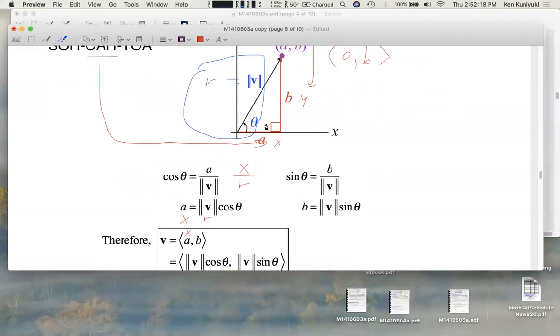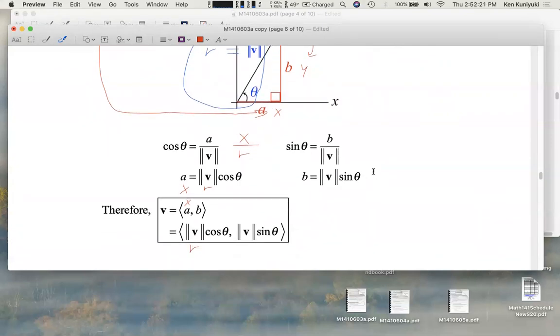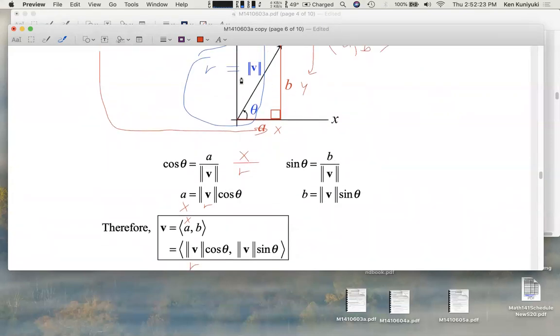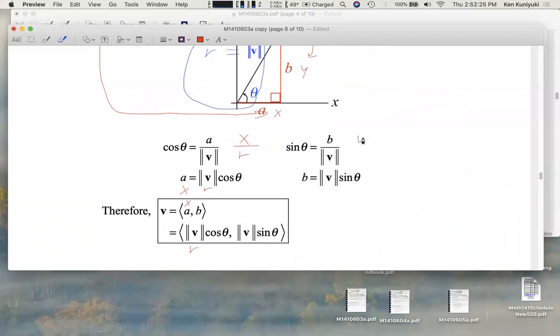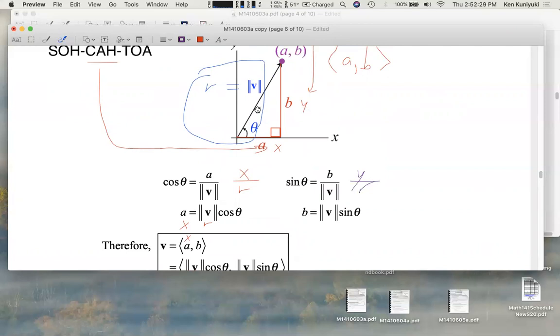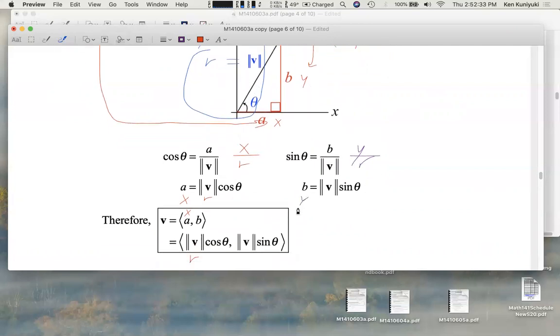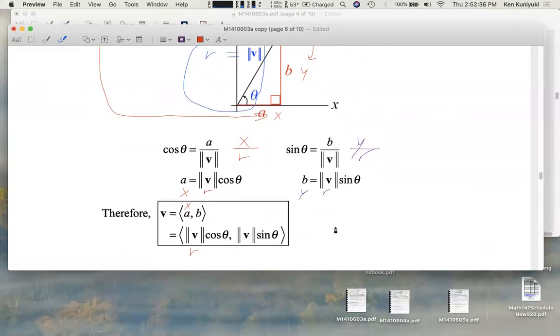Likewise, I'll put this in purple. What about sine of theta? Sine of theta is opposite over hypotenuse. So it's going to be B over the length. You could say Y over the hypotenuse, R. Sine of theta is Y over R, opposite over hypotenuse. So Y equals R sine of theta. And in fact, in calculus 2, you tend to think of it this way, converting from polar to Cartesian.